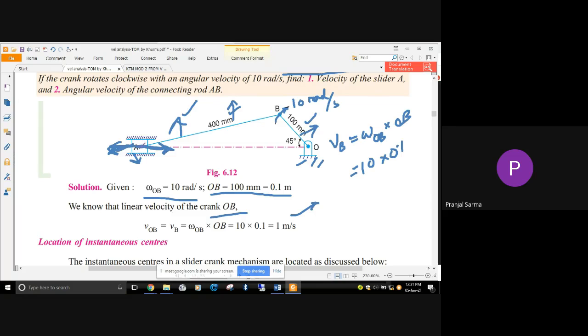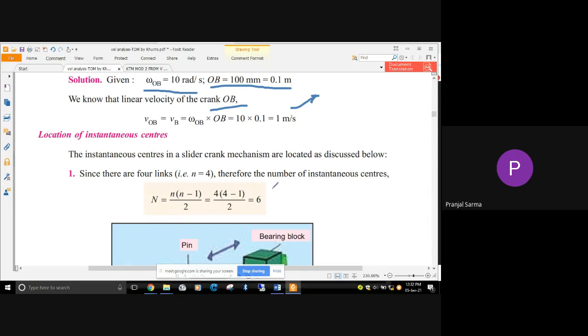And about the other link, if I consider this, it has got the hinge joint or pin joint here. So this connecting rod, with respect to the slider, can have rotational motion. So that is the thing. Now that means a slider is involved here. Now four links are there. That means the total number of links is four.